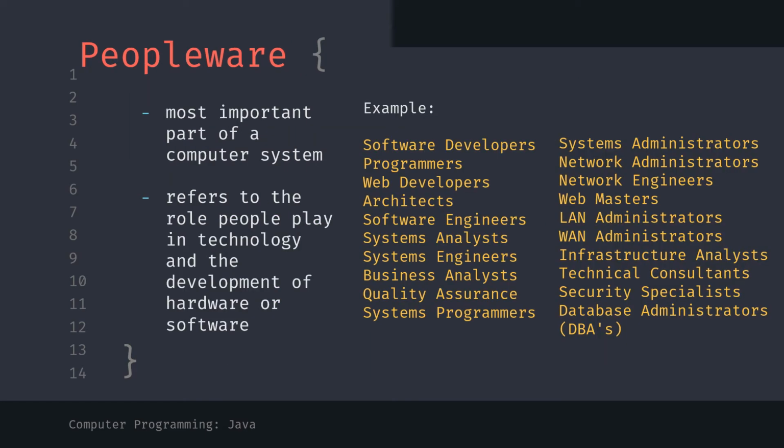Peopleware. This is the most important part of a computer system. Computers operate using a combination of hardware and software. However, without user interaction, most computers would be useless machines. Peopleware refers to the role people play in technology and the development of hardware or software. These are the examples of peopleware.